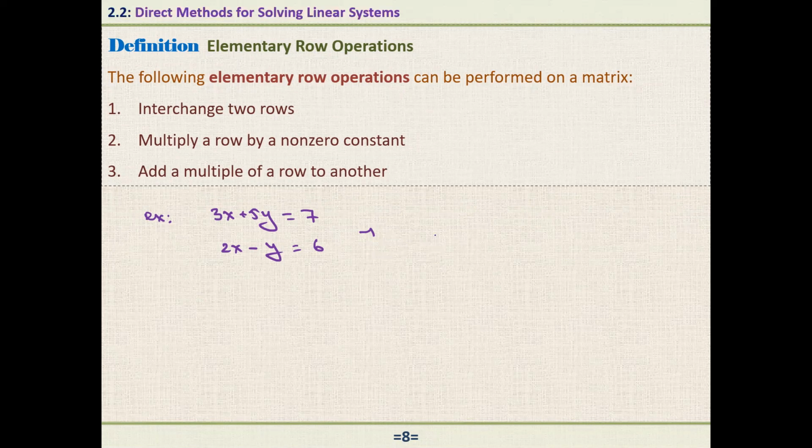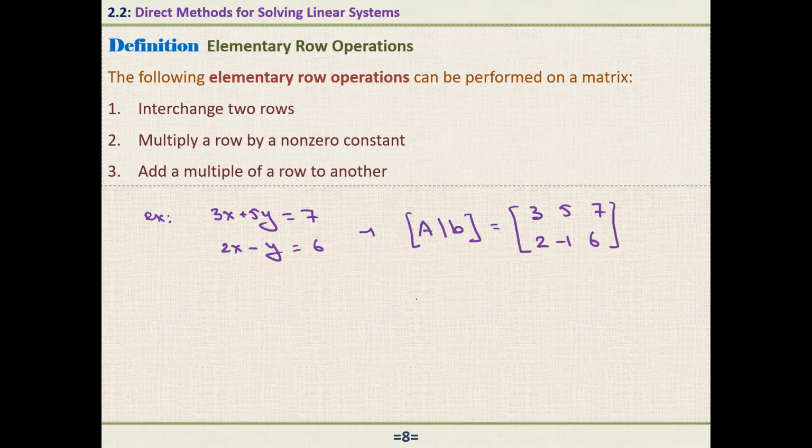Or any matrix, let's say augmented matrix, coefficient matrix, doesn't matter. Our augmented matrix will be this, that is A, vertical line, here we have B. What is it? Here we have 3, 5, and 7. Here we have 2, -1, 6.